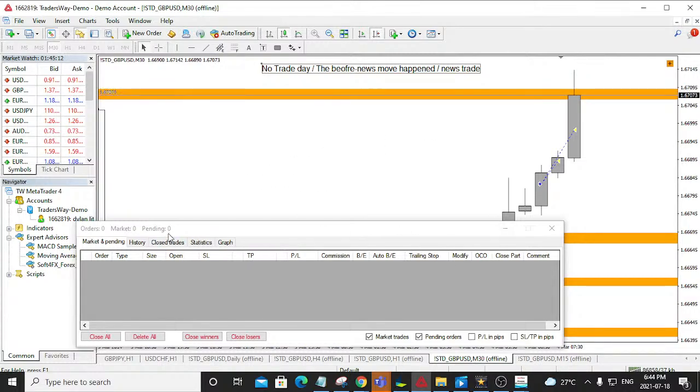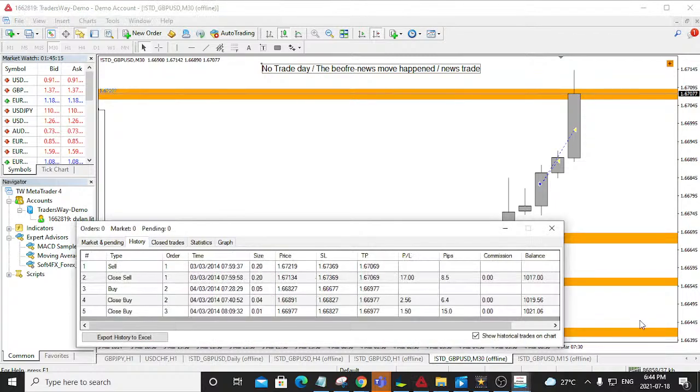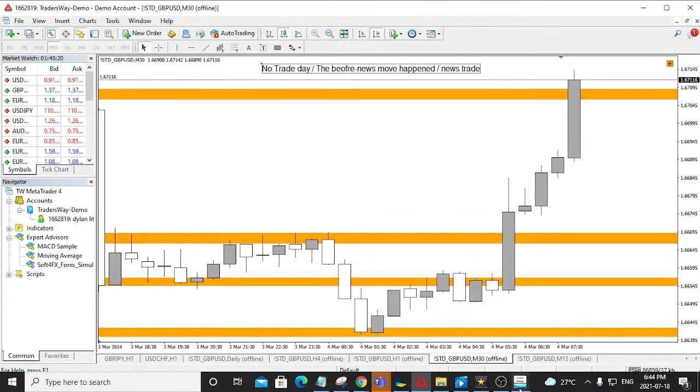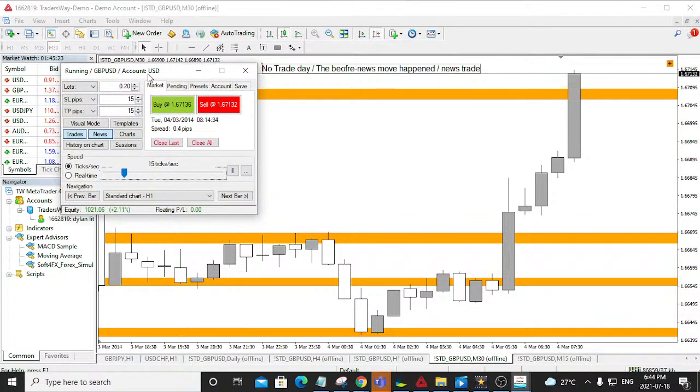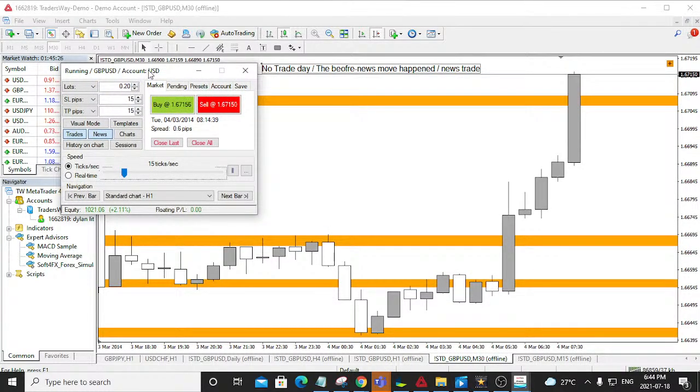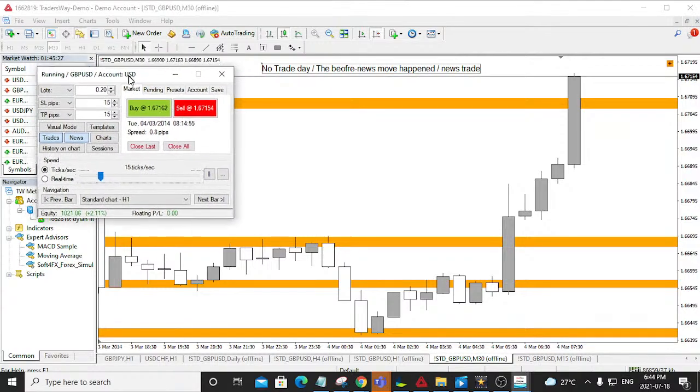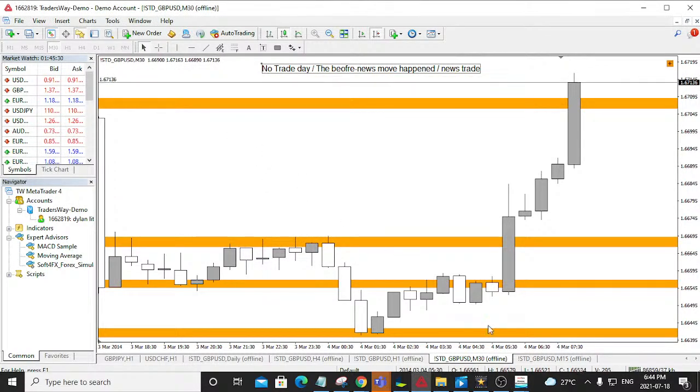So I'm just gonna go here to my history and take this off. Minimize that. So right there, we got another winning trade. Very, very conservative on that trade. Let's see where price is kind of heading and what time it is as well.